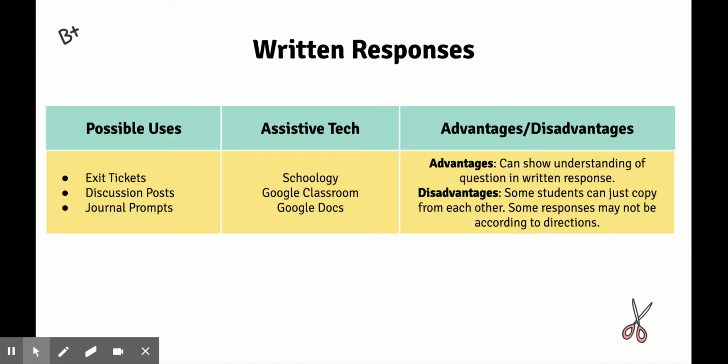My first one is written responses. Some possible uses are exit tickets, discussion posts, and even journal prompts. For assistive technology, Schoology is what I use. I post discussion questions and exit tickets there, and it really shows the understanding of students. An advantage is that it can show the understanding of the question in a written response. Some disadvantages are that kids can copy off each other if that's the way it's functioning. You can hide things in certain aspects, but sometimes you can't.